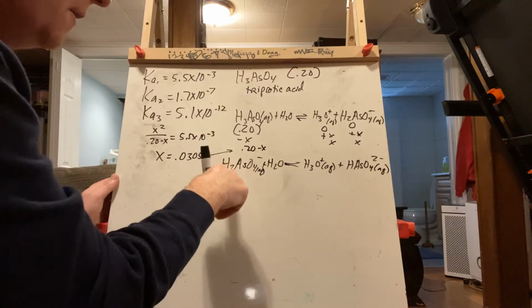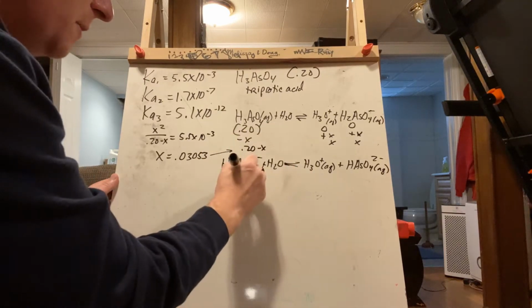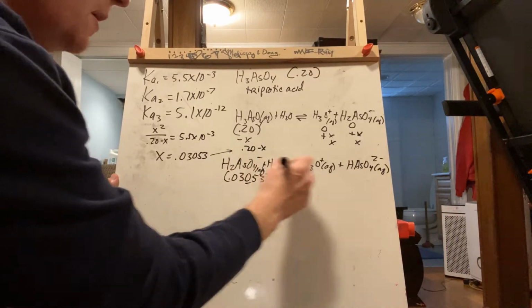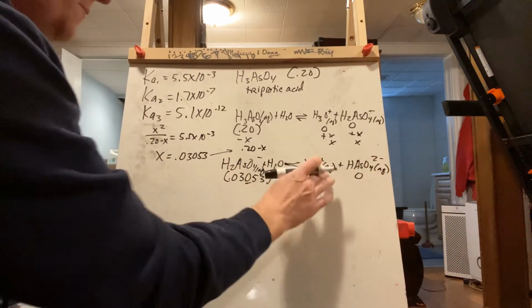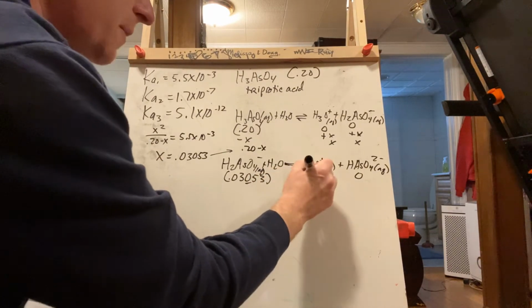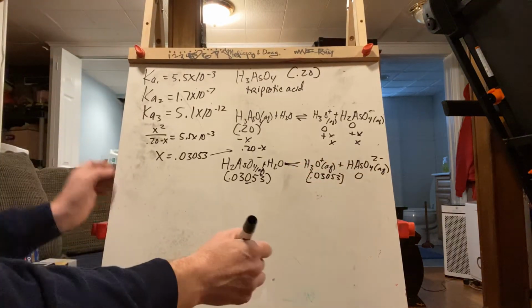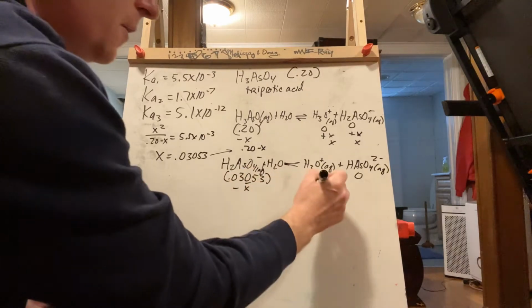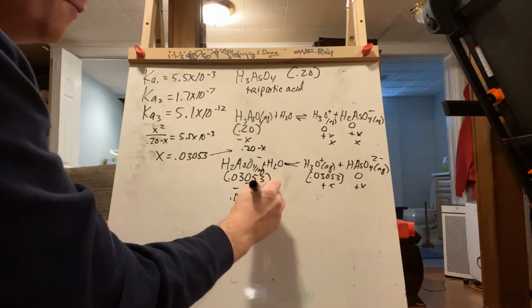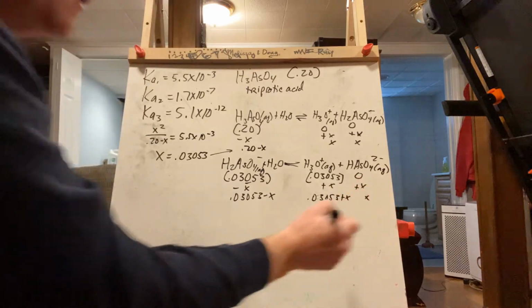Now our original H2AsO4 minus is now, instead of 0.2 or nothing, going to be 0.03053. I'm just going to underline that. And sorry, mistake: H3O plus is actually going to be starting with 0.03053. And now you're going to go minus x, plus x, plus x: 0.03053 minus x, 0.03053 plus x, and x.